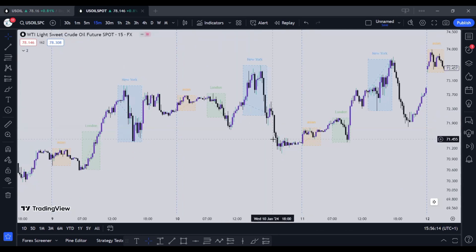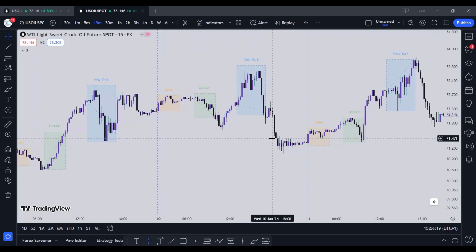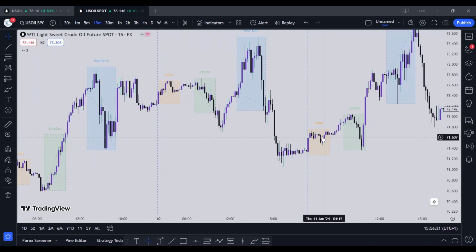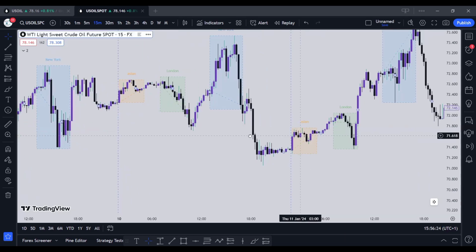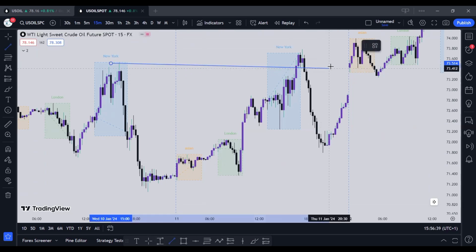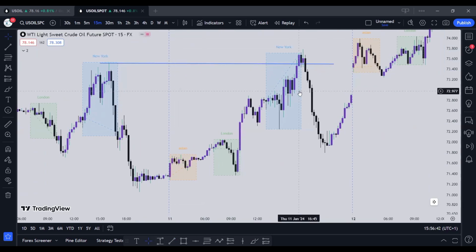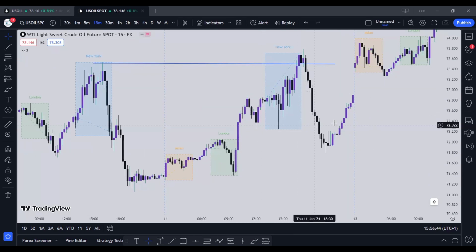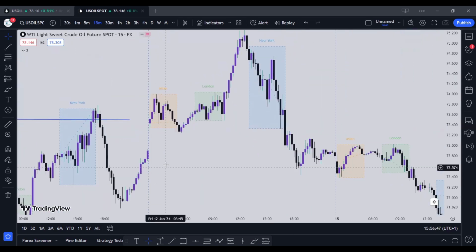Now look at this. If you come to this market, we're not interested in the Asian session. We are not interested in the London session. Once the market opened, where do you think it went to? It went straight to the high of the previous day. And from there, we didn't get an entry though, but you can see what I'm trying to say. Same thing happened the next day. We went to the high of the previous day.